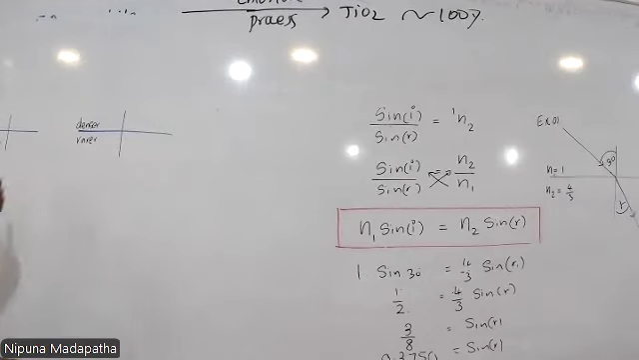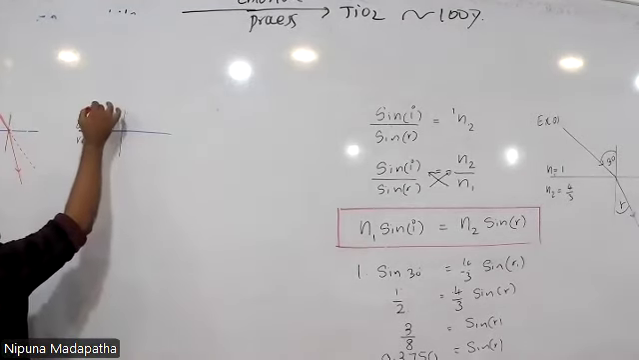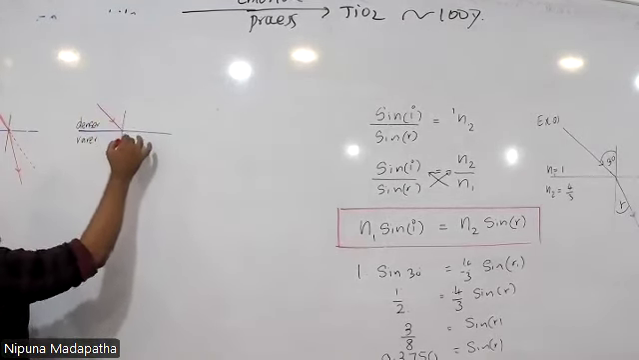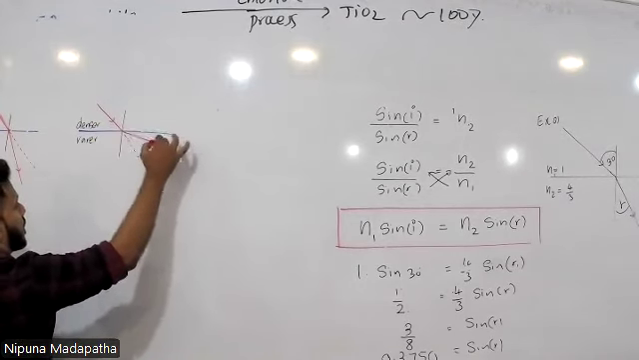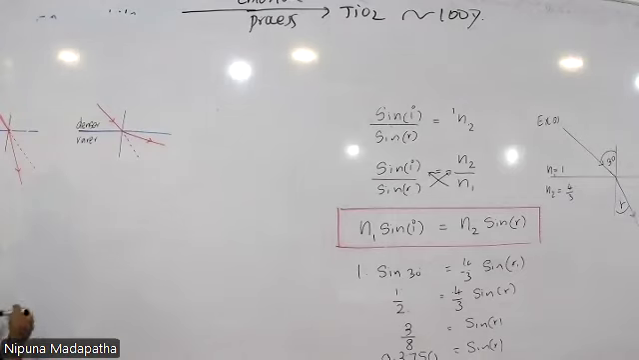Remember, in refraction, when the light ray enters from a rare medium to a denser medium, the refracted ray bends towards the normal. If a ray comes from a denser medium to a rare medium, it bends away from the normal.